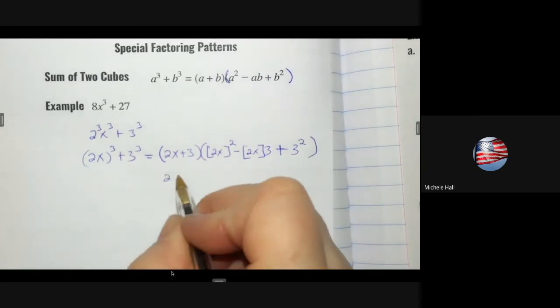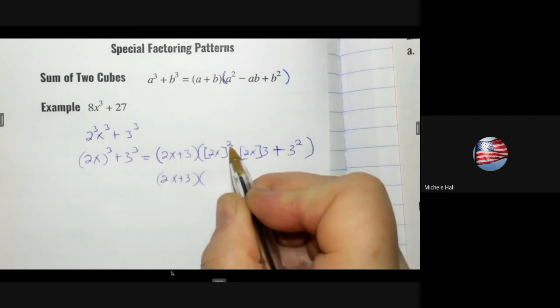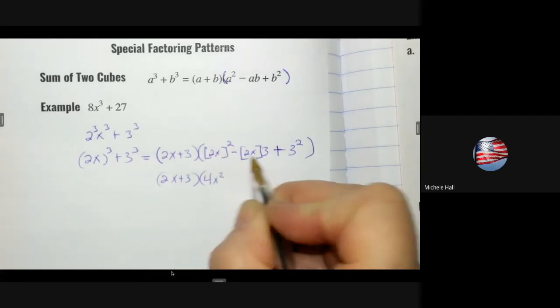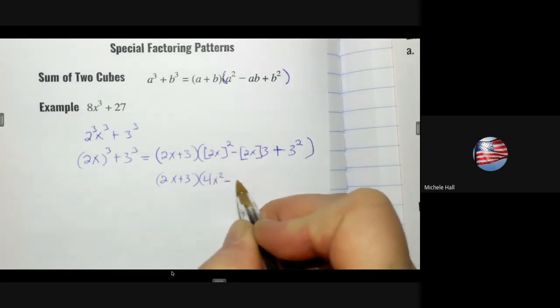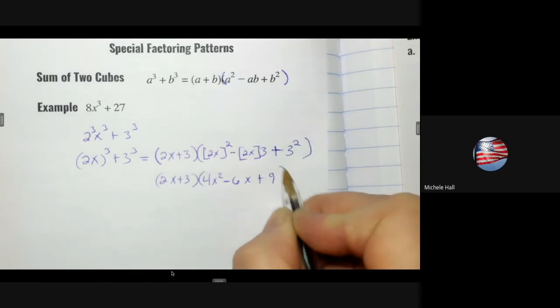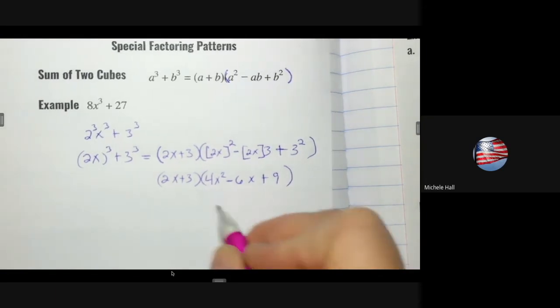Now you need to make sure that you simplify everything. So we have 2x plus 3 times 2x squared is 4x squared minus 2 times 3 is 6, so minus 6x, and 3 squared is plus 9. Now we do need to make sure that we are completely factored. Will this factor anymore? It is a degree two. And so you should always check to make sure that you're completely factored.